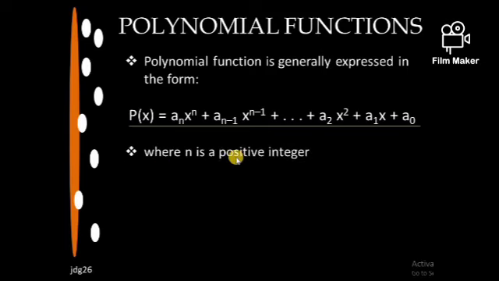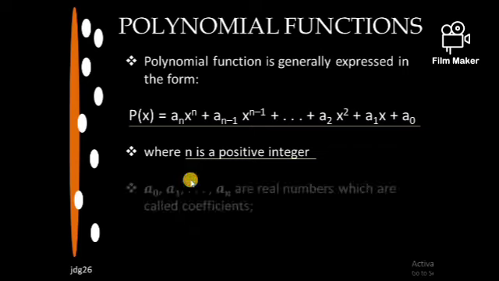Where n is a positive integer, nasan ba yung n natin? Exponent ng variable x and sub ng coefficients. Pero usually, ito yung n na exponent ng variable x. N must be a positive integer.